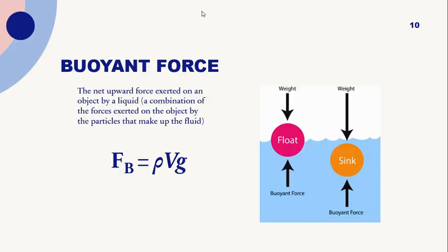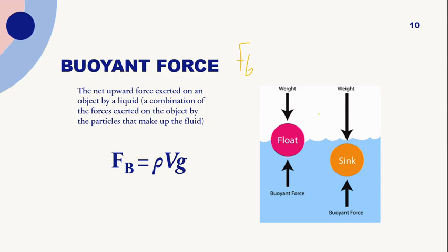And now we're on the buoyant force, and you would write this as F sub B. The buoyant force is the net upward force exerted on an object by a liquid. In other words, it's a combination of the forces exerted on the object by all of the particles that make up that fluid. The equation for the buoyant force states that the buoyant force equals the fluid's density times the acceleration due to gravity for whatever planet you're on times the fluid's volume.